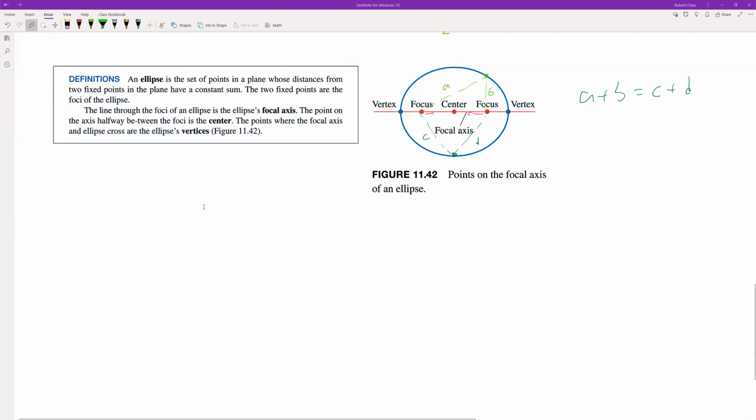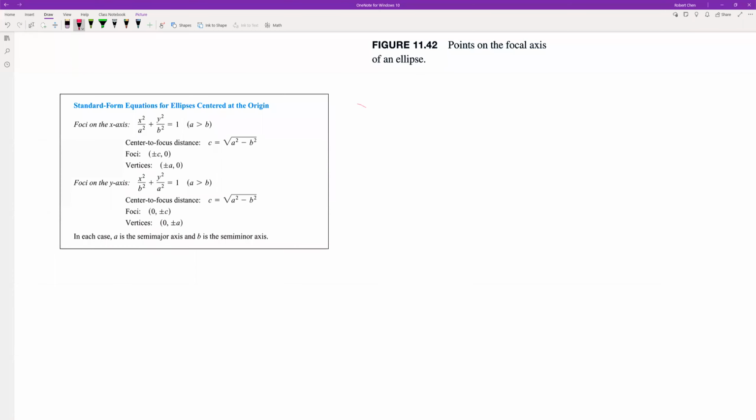So let's start with an example first. All right, so here are some standard form equations for an ellipse, center at the origin. Foci on the x-axis is in this form. So the part you want to focus on is the denominator, right? The a squared and b squared. Whichever has the higher value is going to be the main focal axis. For example, in this case, a is greater than b, so the denominator of x squared is greater, so your ellipse will look horizontal.